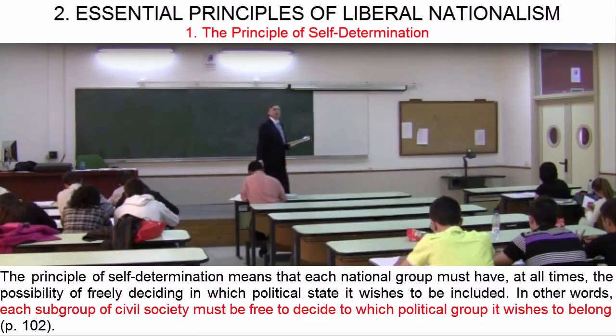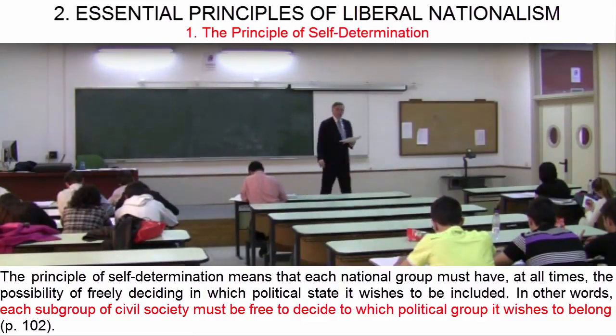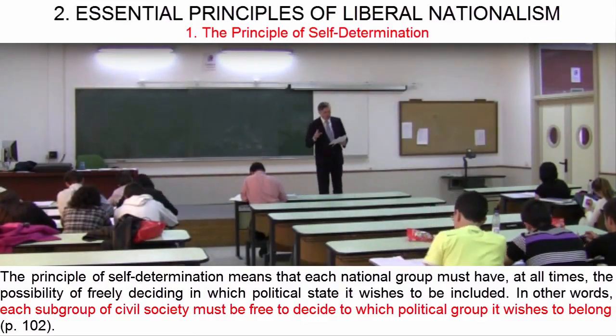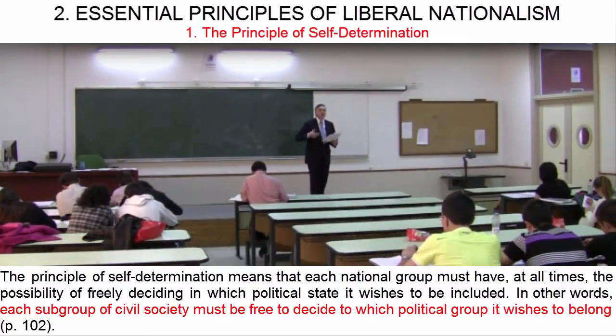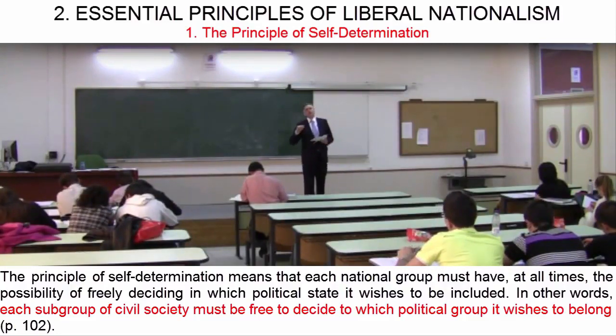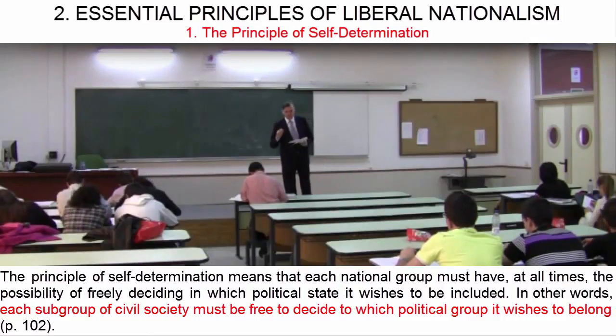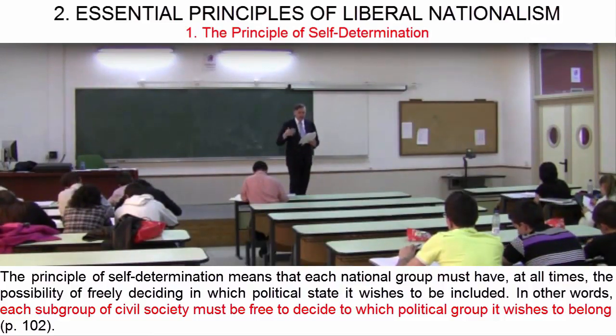According to this principle, each national group must at all times have the possibility of freely deciding which political state it wishes or does not wish to be part of. Or to put it more accurately from a scientific standpoint, each subset of civil society must have the liberty to decide which political group it wishes or does not wish to belong to. And here, our concept of nation yields various possibilities.